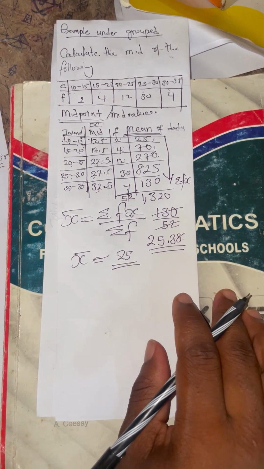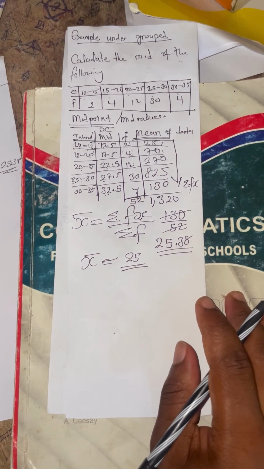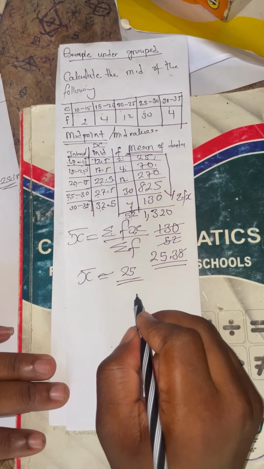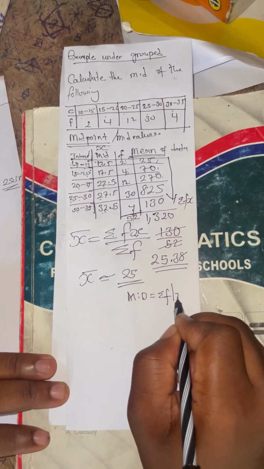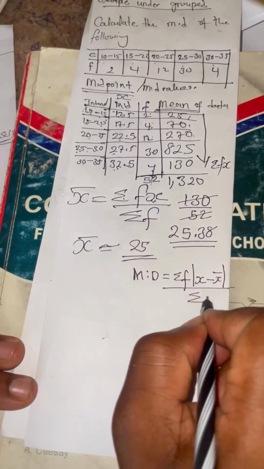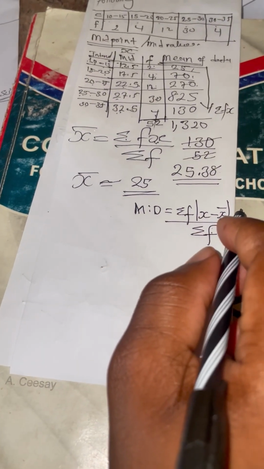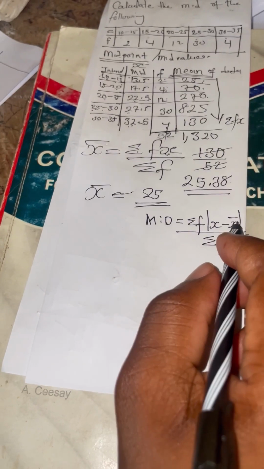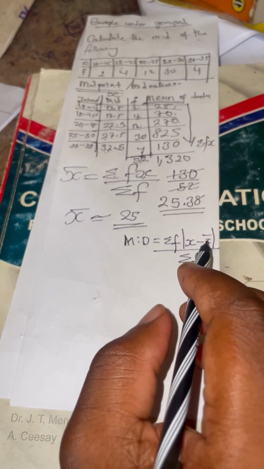But this is not the end. This question said you have to find the mean deviation. So in order to find the mean deviation, the formula for group data is mean deviation equals sigma f, absolute value of x minus x bar, divided by sigma f. Some people will say, why didn't we cancel this and this? No, it doesn't work like that. If you do that, it's going to be wrong. You have to follow the rules. You have to write it in a table and follow the rules.